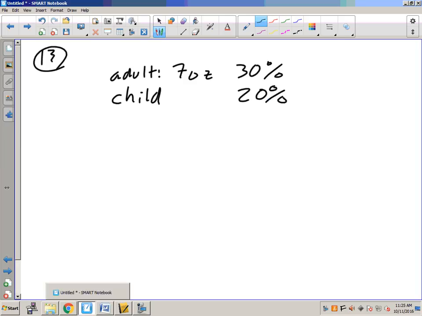Here comes our question, so we're going to pay attention to specifically what they're asking us for here. How much 30% glucose solution and how much water should be used to prepare 7 ounces of 20% glucose solution? So it seems to me that we are actually going to do 7 ounces of the kid strength stuff. And then they're asking us how much 30% solution and how much water.